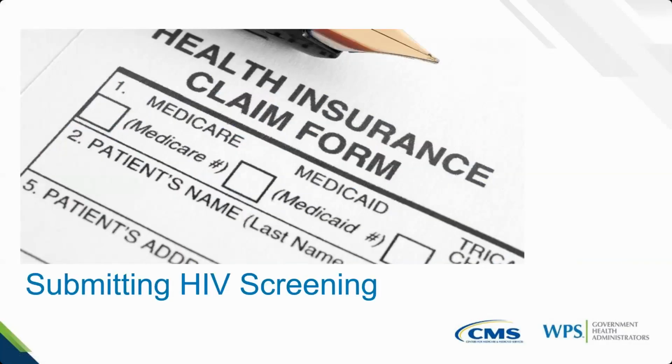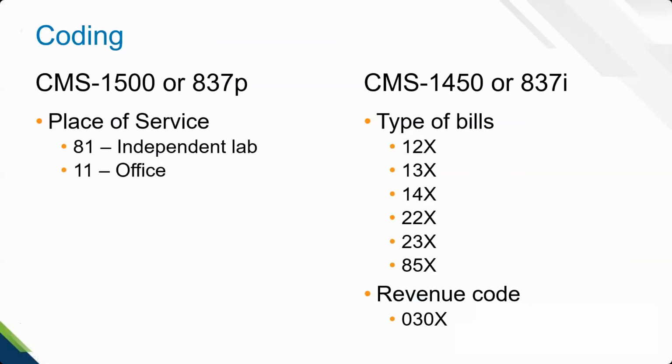Let's get into how you're going to submit these claims to Medicare. If you submit your claims on a CMS 1500 or an 837P, you're going to want to include a place of service of 81 for an independent laboratory or 11 for office.